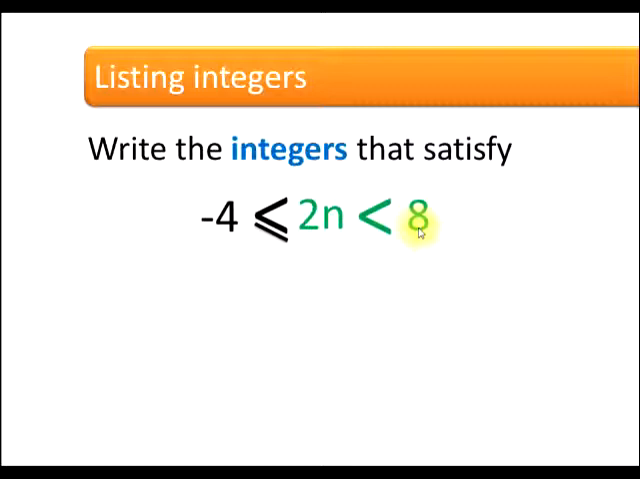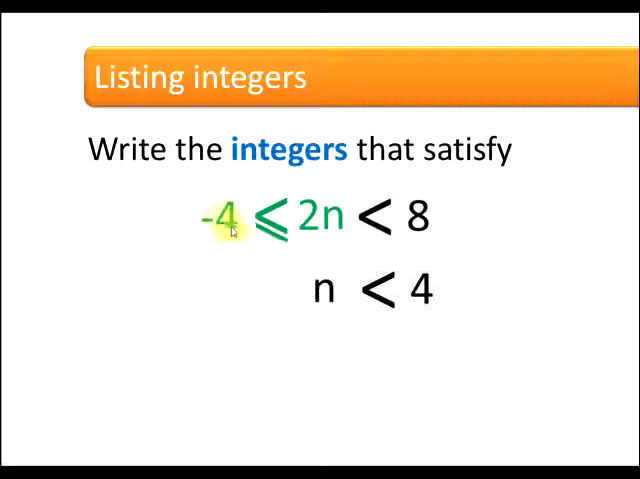So if double a number is less than 8, what we can say by halving everything is that number must be less than 4. We're simply dividing this by 2 to get n, and dividing this by 2 to get 4. So it's very similar to solving equations. If we were just left with 2n equals 8, n would be 4. And we can do exactly the same on this side.